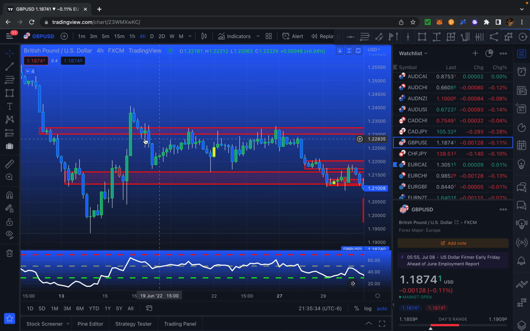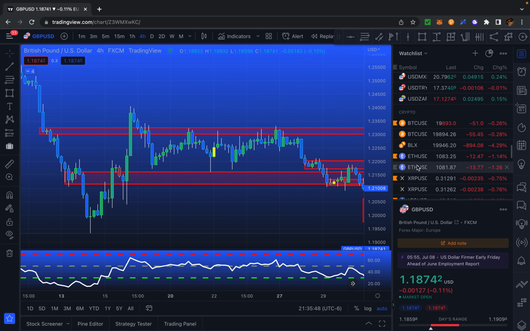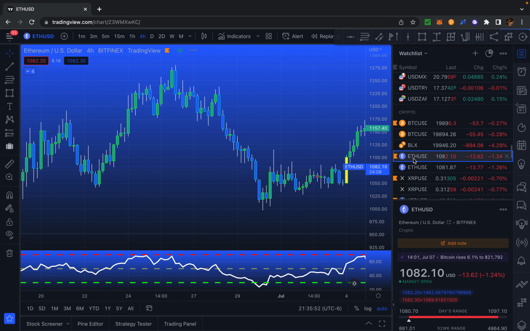So let's keep it really, really simple. I'm not going to go too deep about that, but I'm trying to tell you, you can get some really, really nice entries. Now let's go to a crypto pair. I know people are always looking at that too. Let's go to Ethereum, and I'll show you on the Ethereum chart.